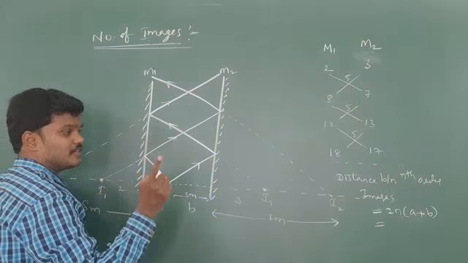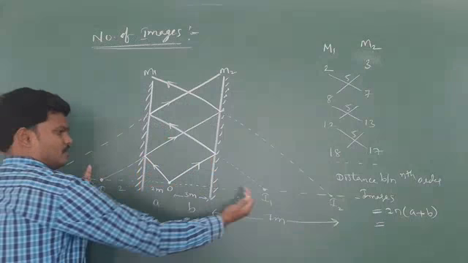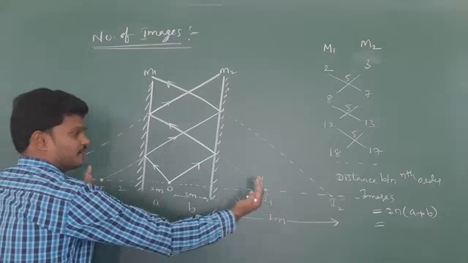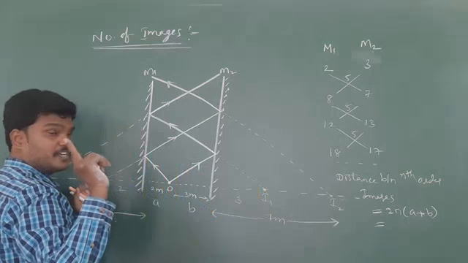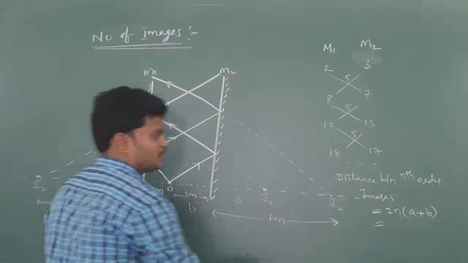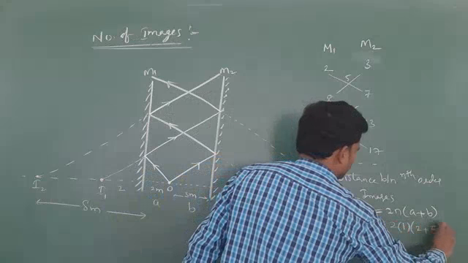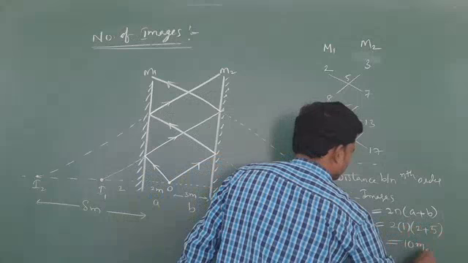For a first order image, how much is the distance? 3 plus 3, 6, plus 2 plus 2, 10. First order image, n value 1. So 2 into 1 into the a plus b value, 2 plus 5. How much is the answer? 10 meter.